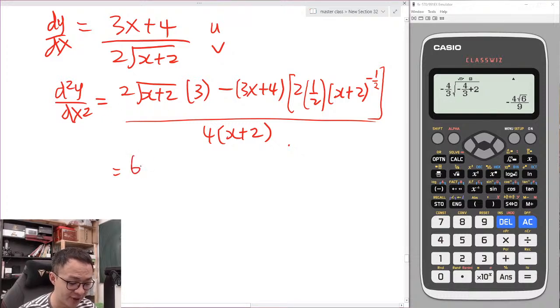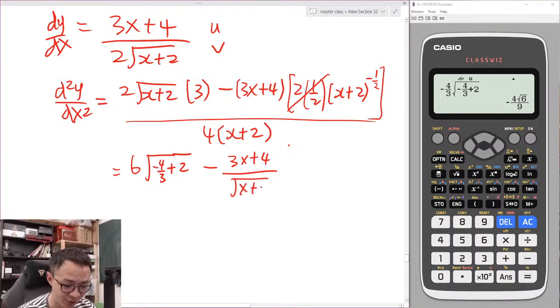3 times 2 is 6. Square root of (negative 4 over 3 plus 2), minus, okay, this one cancels out. This one will be (3x plus 4) over square root of (x plus 2), over 4. Oh, x I can sub in the number, right?